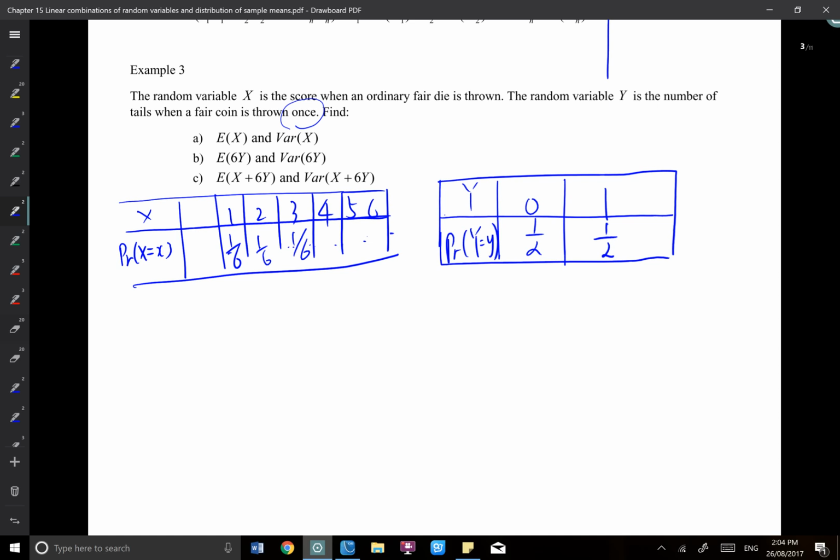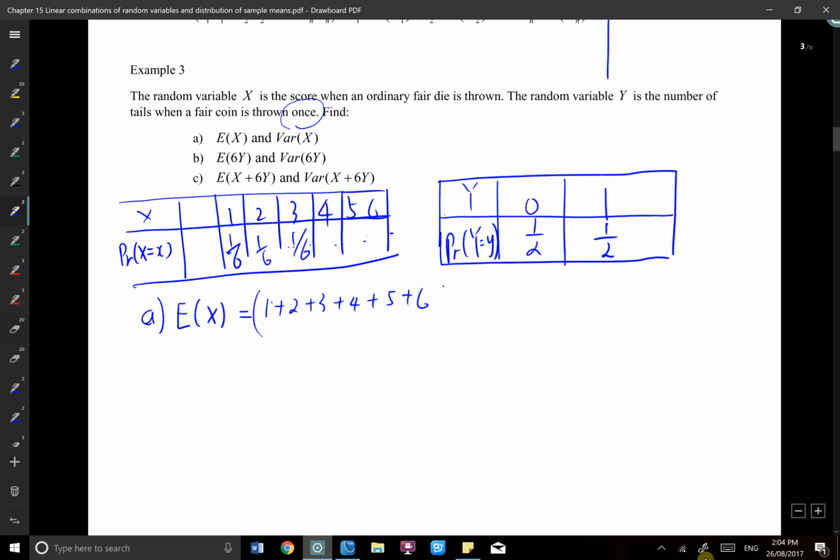Then part A is asking for expected x, so that will be easy. It's 1 times 1 on 6, 2 times 1 on 6, 3 times 1 on 6, 4 times 1 on 6, 5 times 1 on 6, and 6 times 1 on 6, added together. So it's 1 plus 2 plus 3 plus 4 plus 5 plus 6, times 1 on 6. That is 21 on 6, which is 7 on 2.